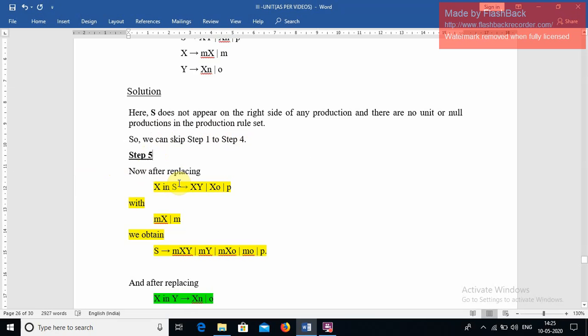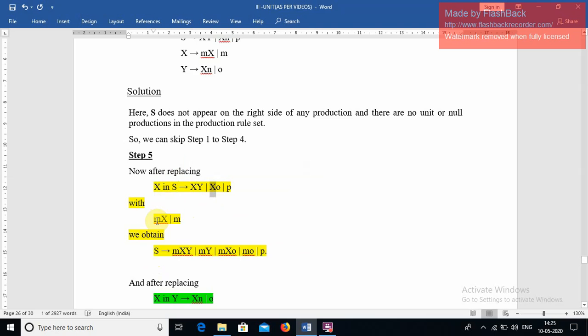So we already have a grammar, so S to XY, X, O, P. So this is the S production rule, and now we can replace X. What is X here? MXM. So we can replace X in S. So what is X actually? MXM. So then we get, here we have an X, here we have an X.